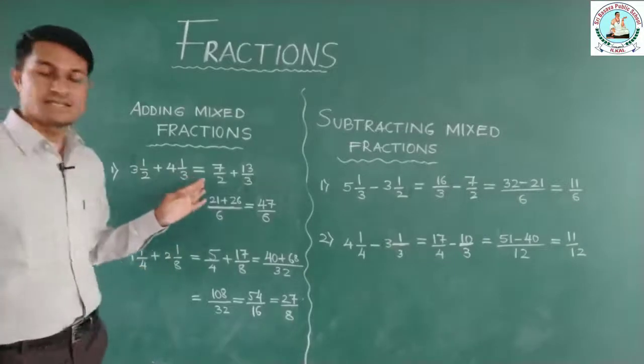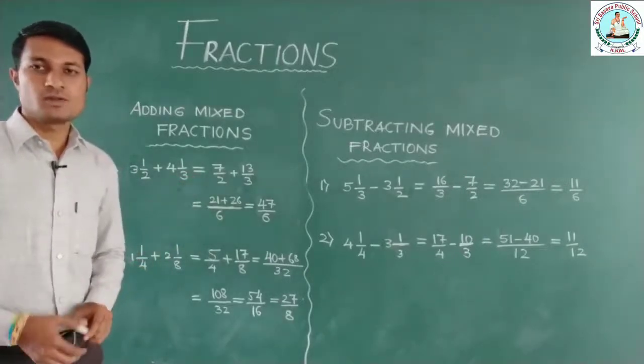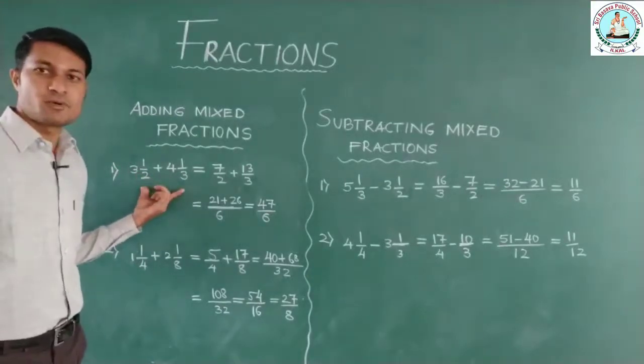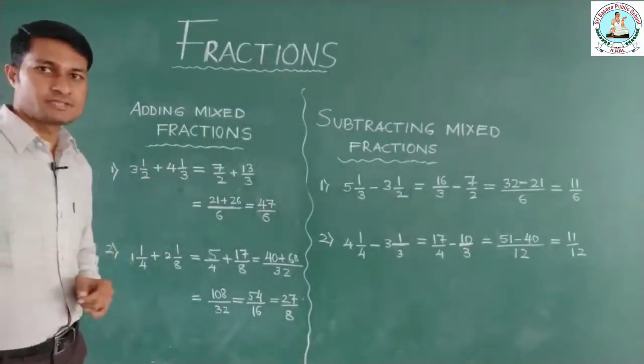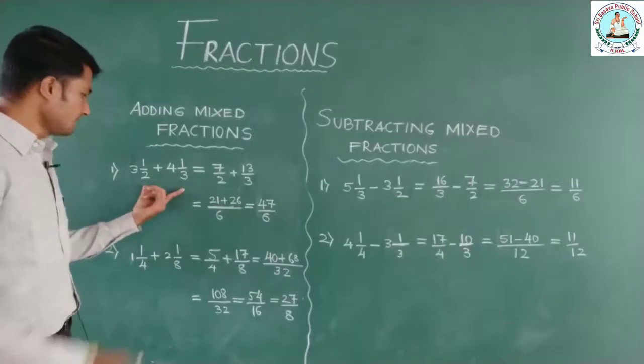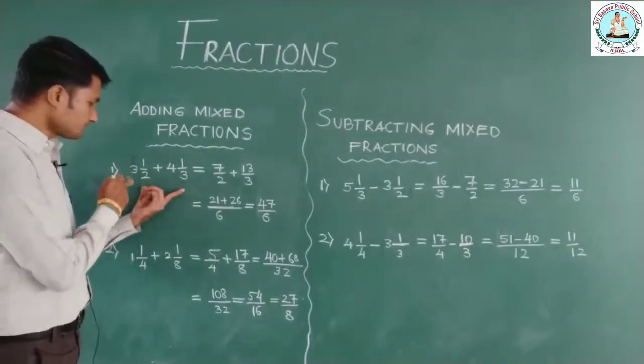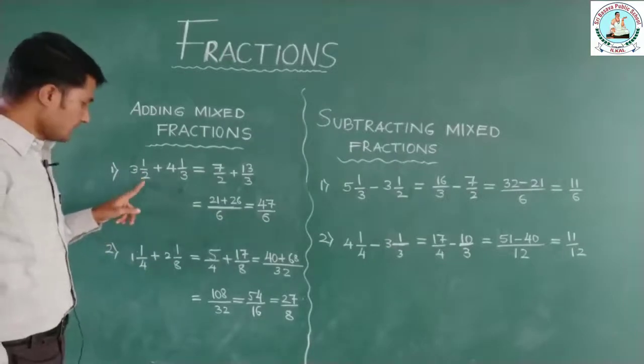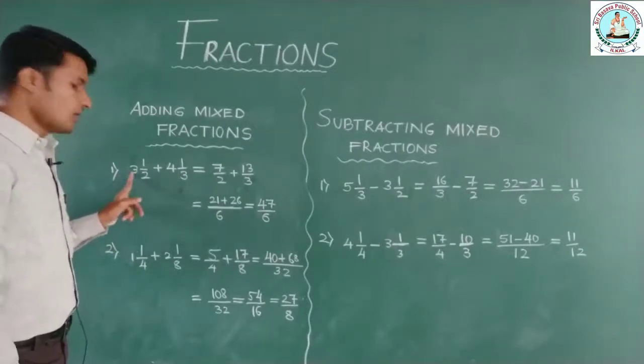An improper fraction is a fraction where the numerator is bigger than the denominator. So how do we convert a mixed fraction to an improper fraction? We learnt it in the previous video, but let me explain once again.